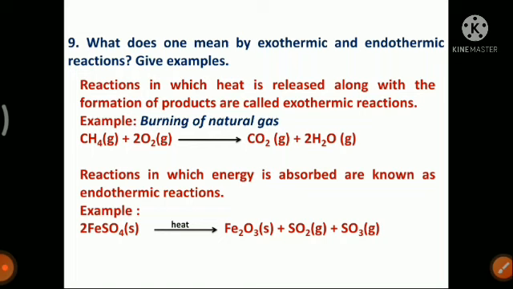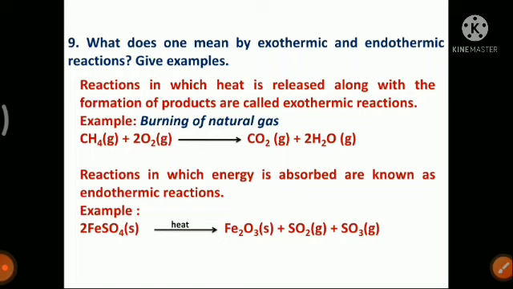So while burning, always oxygen is added, and then we are getting carbon dioxide and water. So this is an example of exothermic reaction. Again, what is endothermic reaction? Endothermic reactions are those reactions in which energy is absorbed by the reaction.